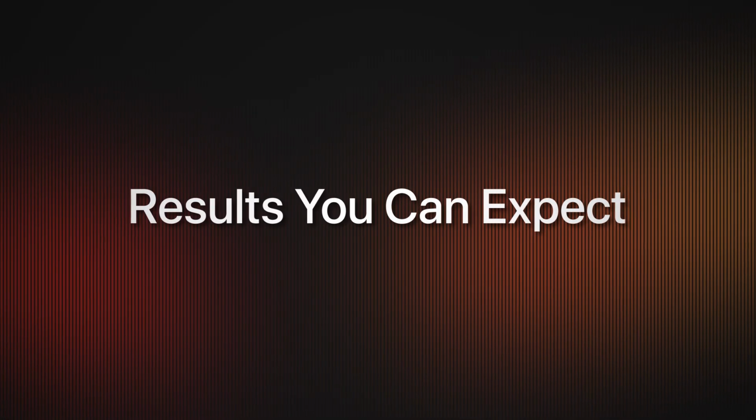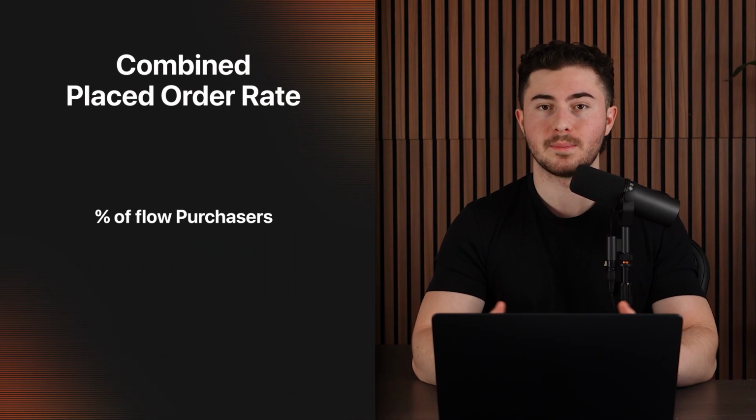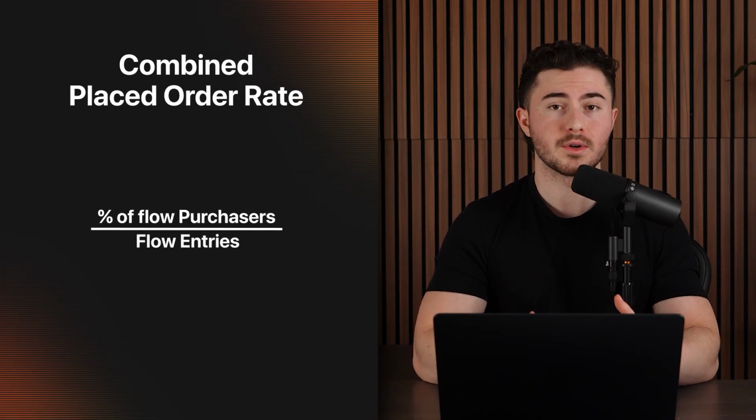Okay, so those are all the emails that you want to include in your browse abandonment flow. So now let's look at some of the results that you can expect when you have all these set up correctly. The main metric that you want to account for in your browse abandonment flow is your combined placed order rate. So this is when you're tracking the percentage of people who purchase from the flow divided by the total number of people who enter the flow. In general, you want to convert at least 3 to 7% of people who enter the flow. I know I gave a wide range, but honestly, it's going to depend on your industry, so I can't give an exact measure in terms of exactly how many people you should convert from the flow.